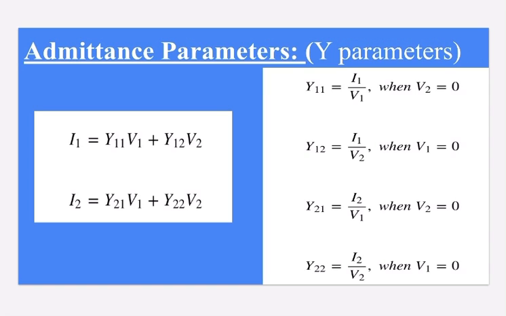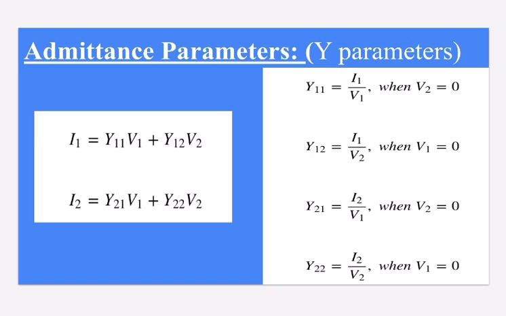We will get the following set of two equations by considering the variables I1 and I2 as dependent and V1 and V2 as independent. So the coefficients of the independent variables V1 and V2 are called Y parameters. Here the equations will be I1 is equal to Y11 V1 plus Y12 V2, and I2 will be Y21 V1 plus Y22 V2.